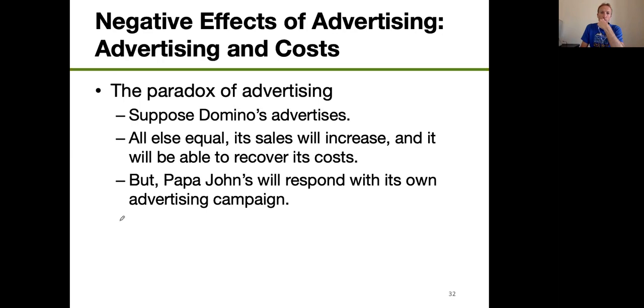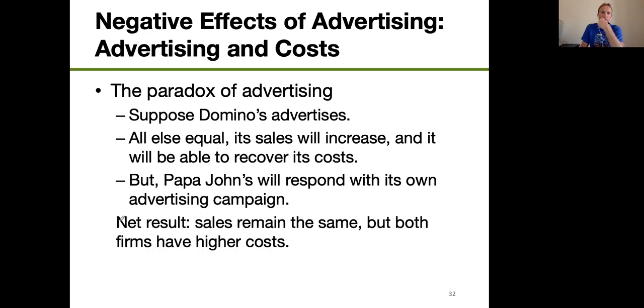In the end, though, think about what happens after Papa John's responds with its own advertising campaign. The customers that would have gone to Domino's stay with Papa John's. They actually get no net new customers. Do you see how this works? Okay, so the firms are advertising, but they're not actually getting more customers. Their sales remain the same, but now they have higher costs. This is a form of something that we'll talk about a little bit later, called a prisoner's dilemma. We're stuck. Neither firm actually wants to advertise. They're like, man, if we could just not advertise, we would have lower costs and we'd have the exact same amount of customers and we would do better.